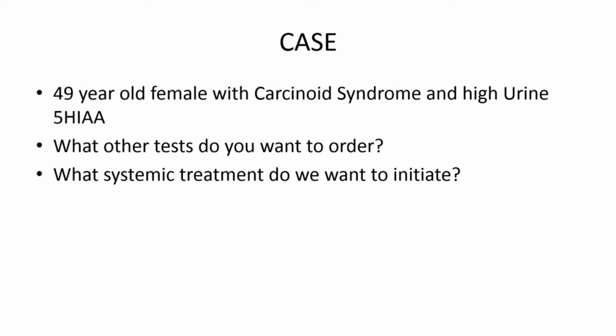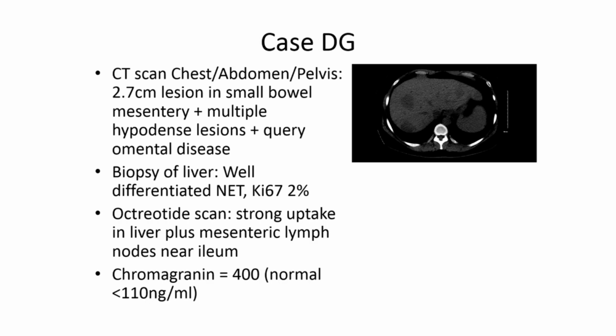So this 49-year-old female has a carcinoid syndrome. She has high urine 5-HIAA. What other tests do we want to order, and what systemic therapy do we want to initiate are the obvious questions. So we do a CT scan. A 2.7 centimeter lesion is found in the small bowel, but there's multiple lesions in the omentum. There's lesions in the liver.